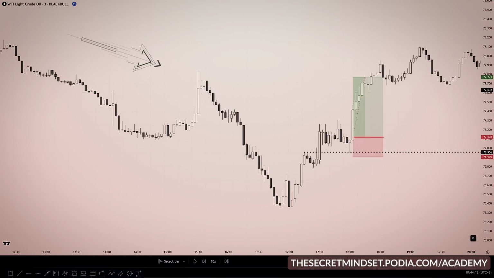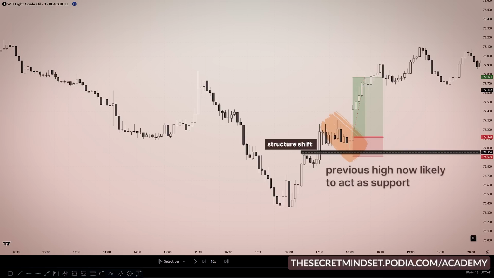In this chart, we notice that the price has been in a downtrend. Then we see a strong bullish candle that breaks above the previous swing high. This is our market structure shift. After this break, price starts to pull back.